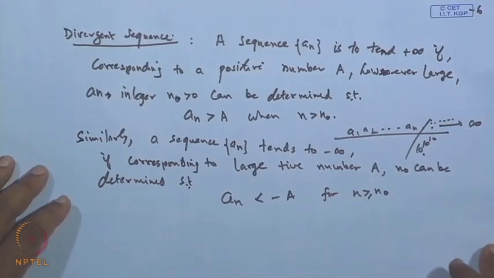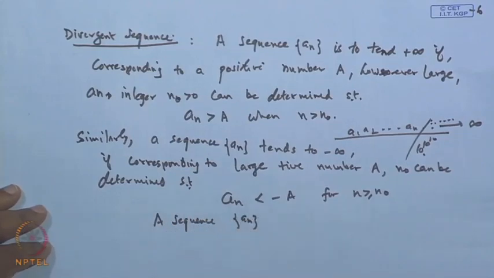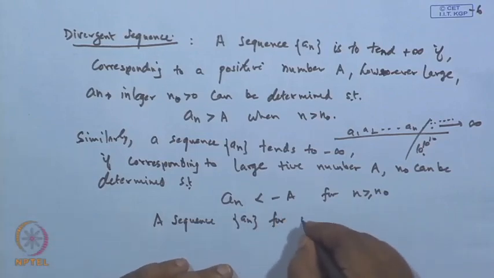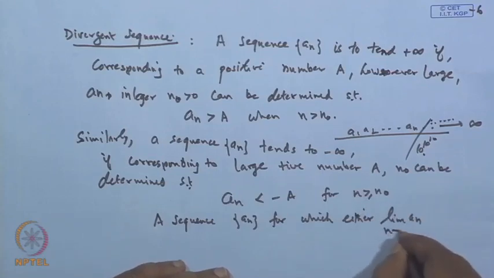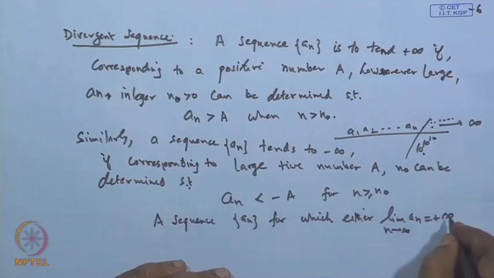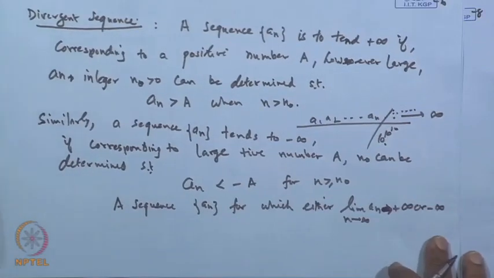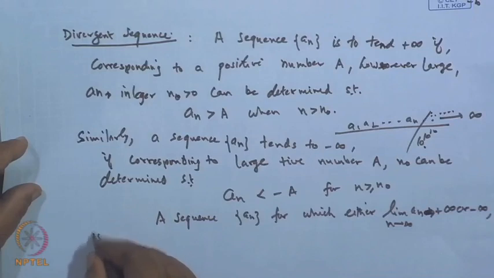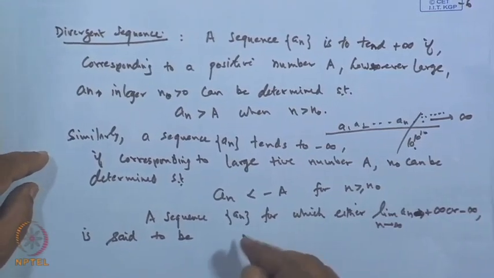Okay. So, a sequence a n for which either the limit of a n as n tends to infinity is plus infinity or minus infinity is said to be a diverging sequence.